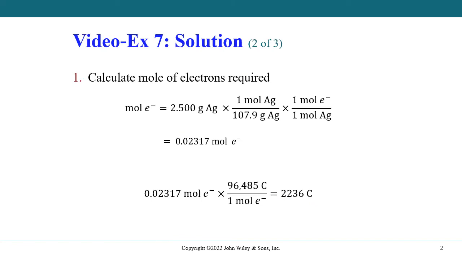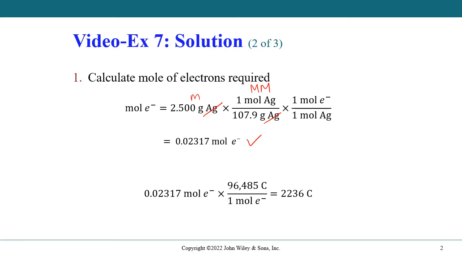Okay, so we first need to calculate the number of moles of electrons required. So we have the mass, and then we multiply this by the molar mass, in terms of a conversion unit, such that we have the grams cancelling out and we're left with the number of moles. From the equation, we know that 1 mole of electrons is related to 1 mole of silver. So therefore, the total number of moles of electrons is calculated as follows.